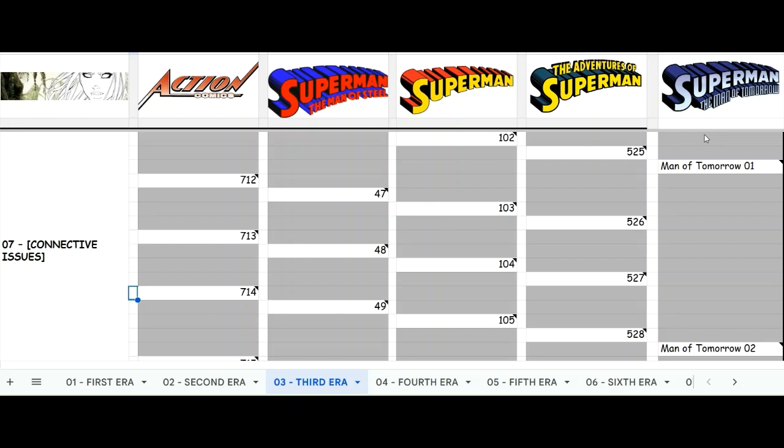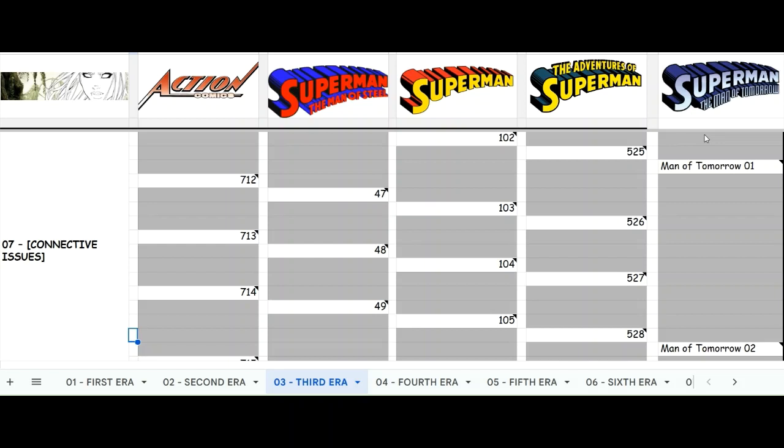Continuing on with these slightly random connective issues, we have Man of Steel 49. This is a self-contained story about a villain in the sewers. Then we have Superman 105. This is a self-contained story that is actually split with Superman and Green Lantern. Then we have Adventures of Superman 528.